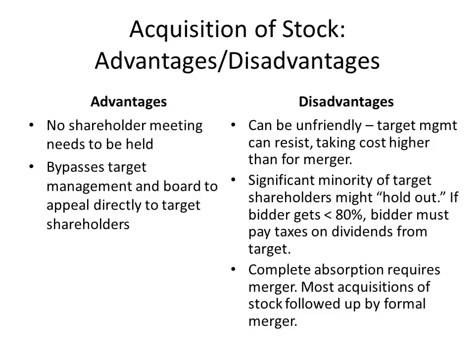However, when target management starts to resist, how do you overcome that? Well, you have to raise the amount that you're offering for the target firm's stock. And a significant minority of target shareholders might hold out. If the bidder gets less than 80%, then the bidder must pay taxes on any dividends received from the target. That's U.S. tax law. And finally, complete absorption requires a merger, so you're going to have to go through a merger anyway. Most acquisitions of stock are followed up by a formal merger. Of course, the approval of the merger is quite simple. As we discussed, it could happen by yourself in the bathroom at the airport.